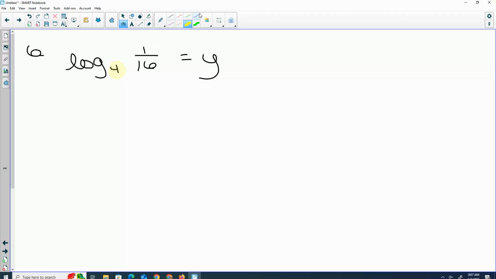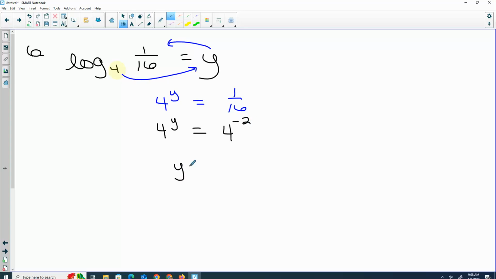If you didn't, you write it as an exponential. You start with your base and you go across the equal sign. So it's 4 to the y power equals 1 over 16. And when we solve these, we get a common base. We know 16 is 4 squared. Since it was on the bottom, it would be a negative 2. So y is negative 2. Is that okay?